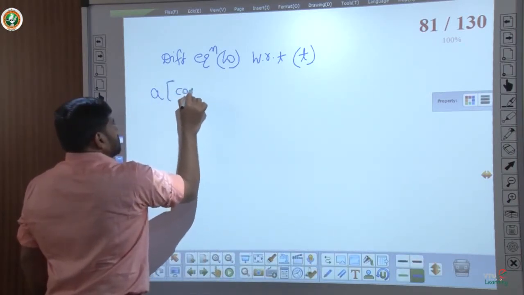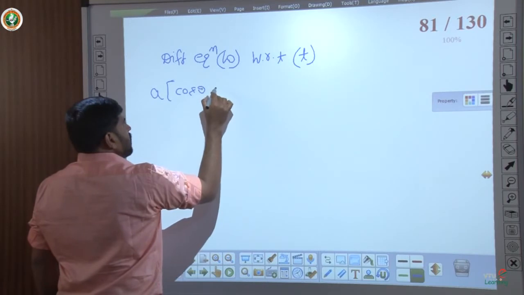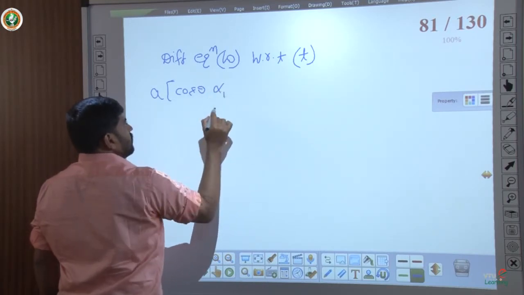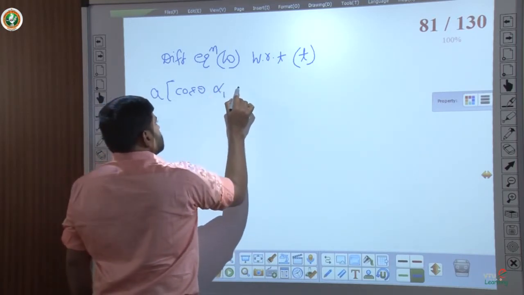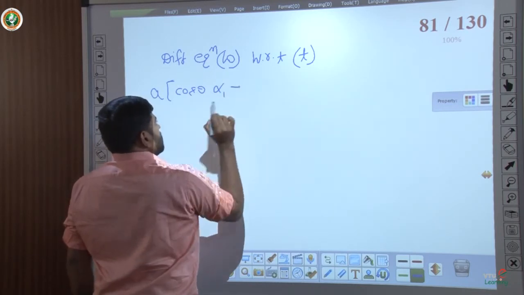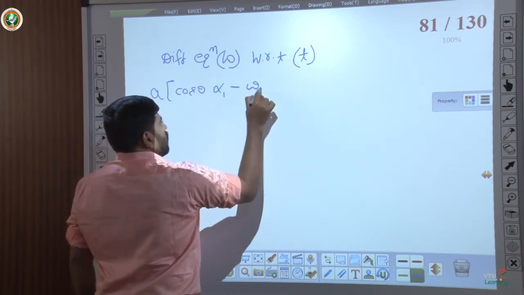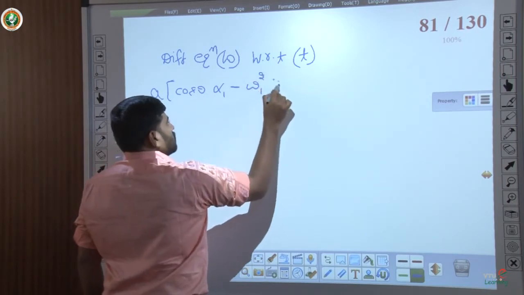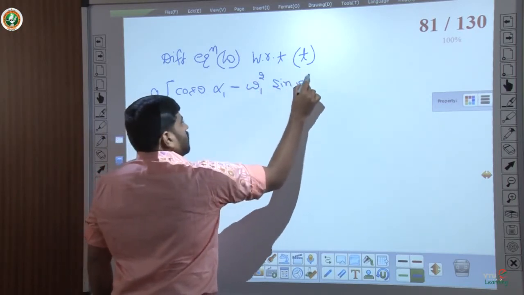First function is cos theta, second function is omega 1, differentiation will become alpha 1. Plus, the differentiation of the second will become minus, so hence I will get minus omega 1 square sin theta.